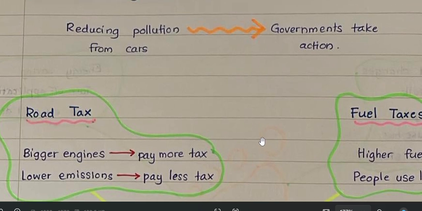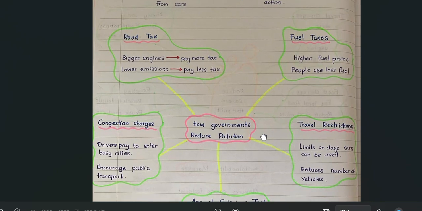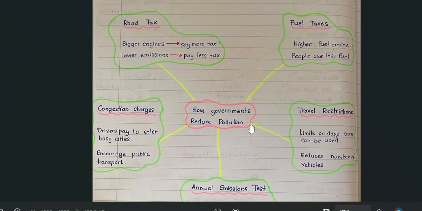Okay, so you can see here, if you are to reduce the pollution from the cars, the governments of each country should take an action against that, right? So there are different ways in which governments can reduce pollution. Now, for some cases, they can introduce a tax, or they can have some sort of restrictions, or they can have some sort of testing to do. Okay, right, the first one is about the road tax.